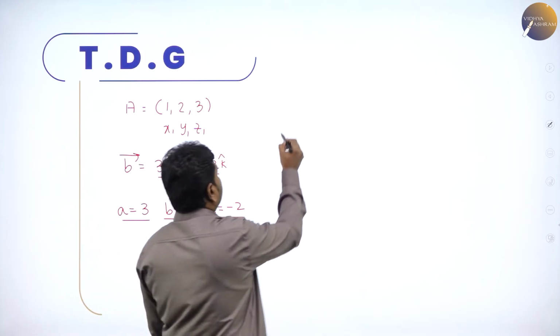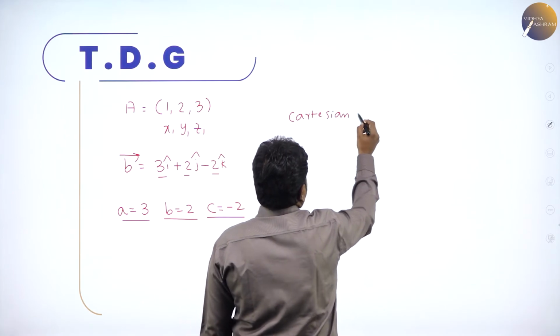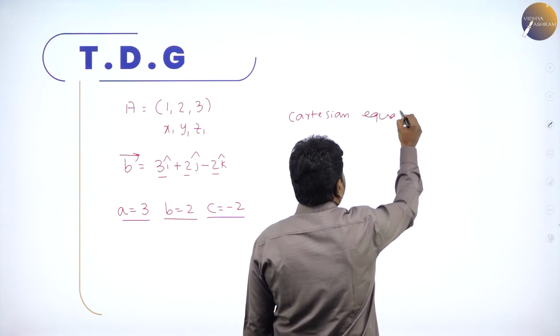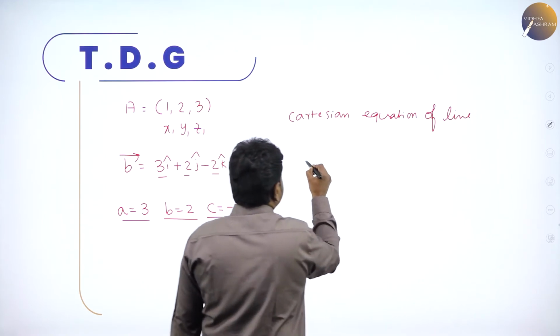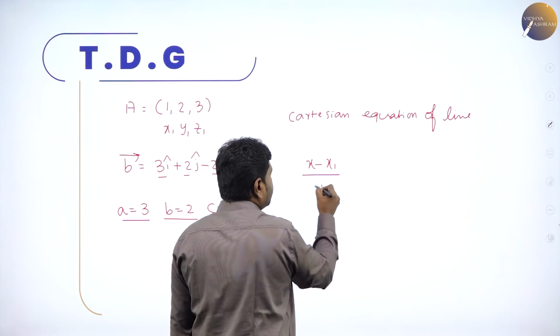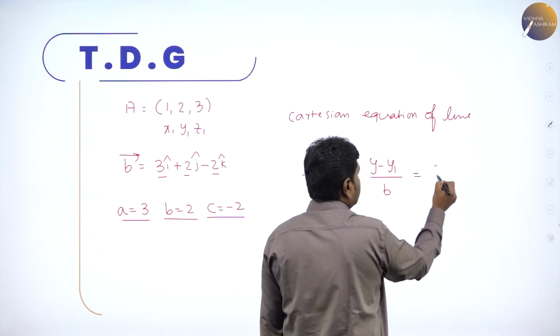Now Cartesian form of line. What is the Cartesian equation of line? The Cartesian equation of line is x minus x1 by a equal to y minus y1 by b equal to z minus z1 by c.